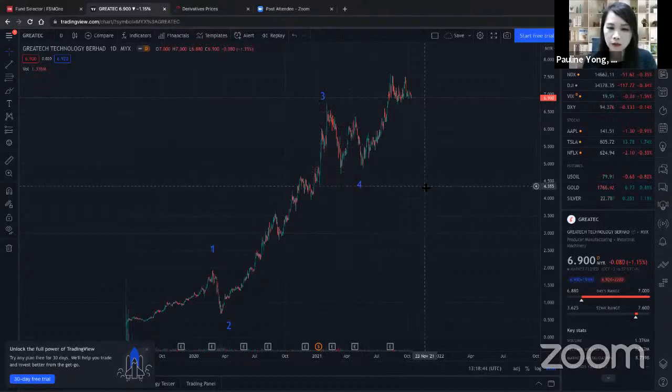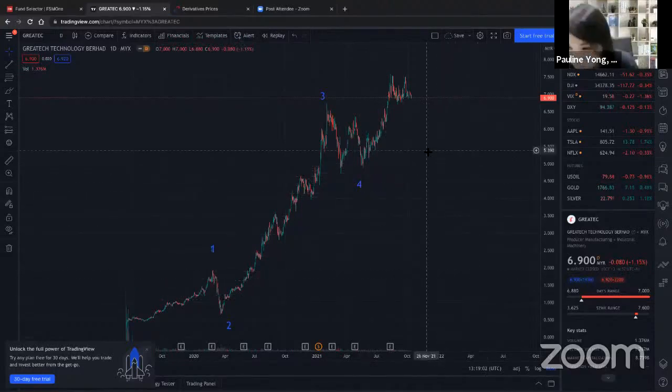So the minute you see that it closed below here, lower than the 4, you can short if you can. I'm not sure whether this stock can be shorted, but usually in any stock, if it's lower than here, then you probably need to short, because it will be in the downtrend.